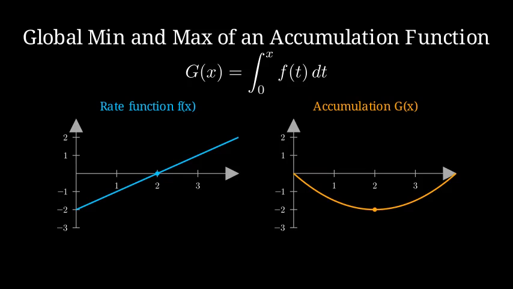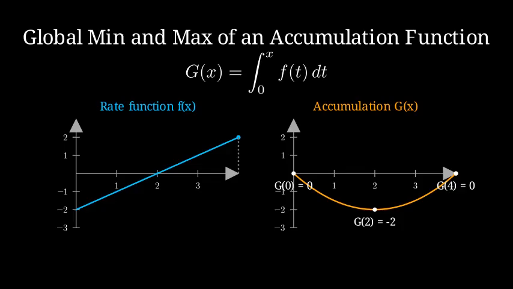Now, we move from x equals 2 to x equals 4. Watch g of x increase because f of x is positive. To find the global minimum and maximum of g of x, we check critical points and endpoints. The critical point happens where f of x equals 0, which is x equals 2. The endpoints are x equals 0 and x equals 4.